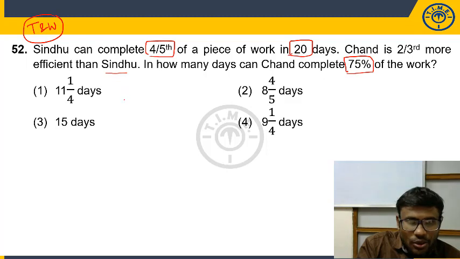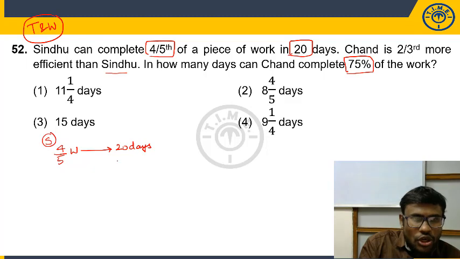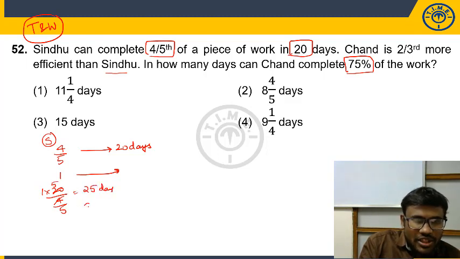Now look at Sindhu. To complete 4/5 of the work, she takes 20 days. To do the full work, how many days will she take? Let us take 1, so it is 1 into 20 by 4 by 5. So 25 days. Sindhu will take 25 days to complete the full work.